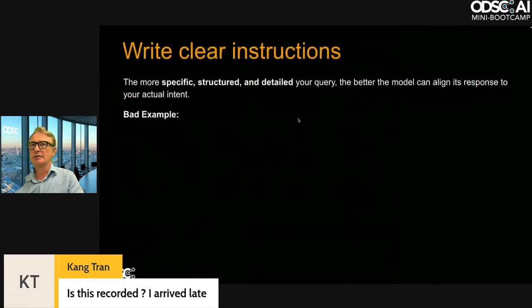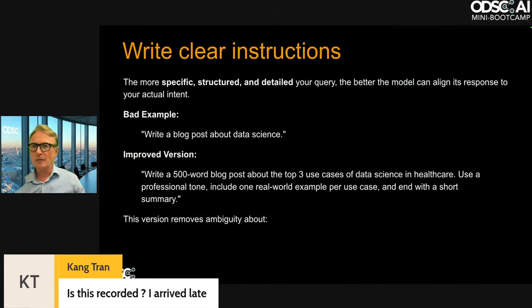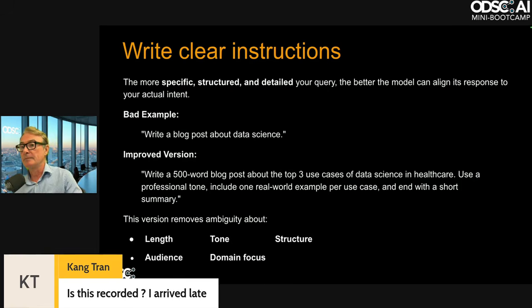So write clear instructions, right? We talked about this, like don't say write a blog post about data science. Write a 500-word blog post, use 3 data science examples in healthcare, right? And then tell it a little bit about the length you want. See, even with this one here, there's problems with what length you want it to be. Is it 300 words, 500 words? Most blog writers always tell me there's a certain length, right? But what's the tone, domain, focus, structure, audience, right?